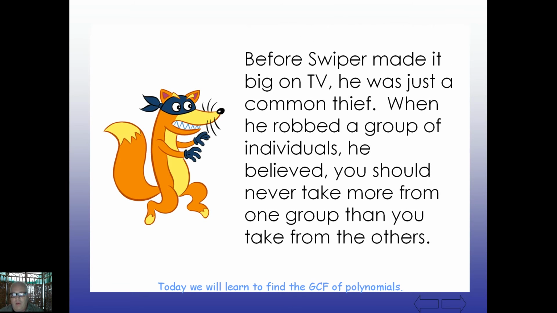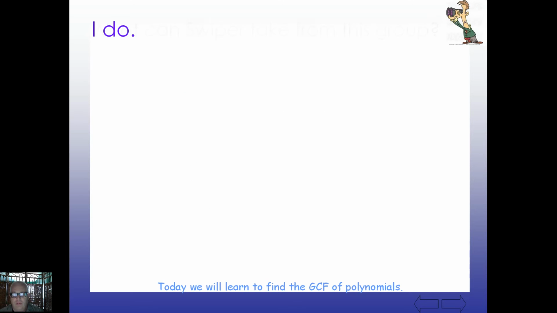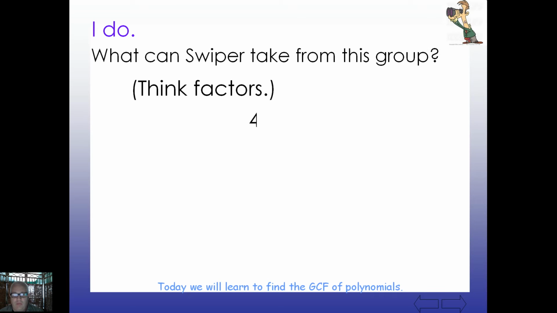All right, you remember possibly this guy. A lot of my students remember this guy, Swiper. So before Swiper made it big on TV, he was just a common thief. When he robbed a group of individuals, he believed you should never take more from one group than you take from the others. So take a look at this particular problem.